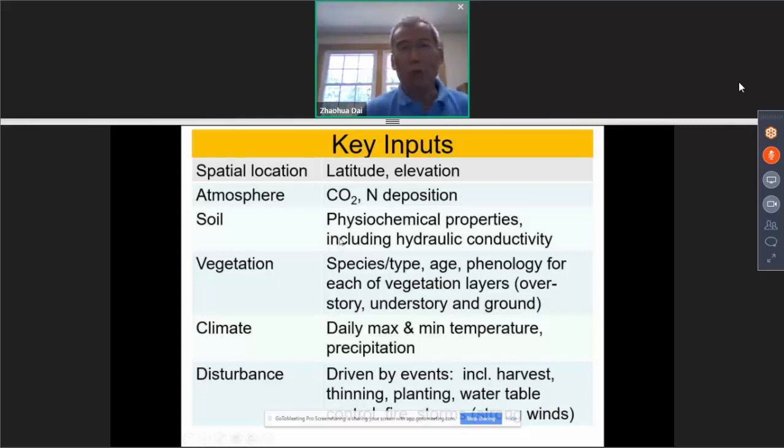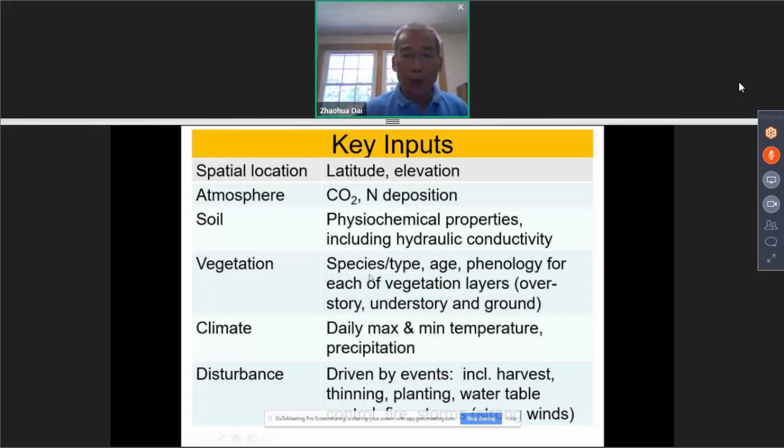And for soil, we need very detailed soil properties, which include the carbon content and also the texture, and those we have. We also need the hydraulic conductivity to simulate the ET.